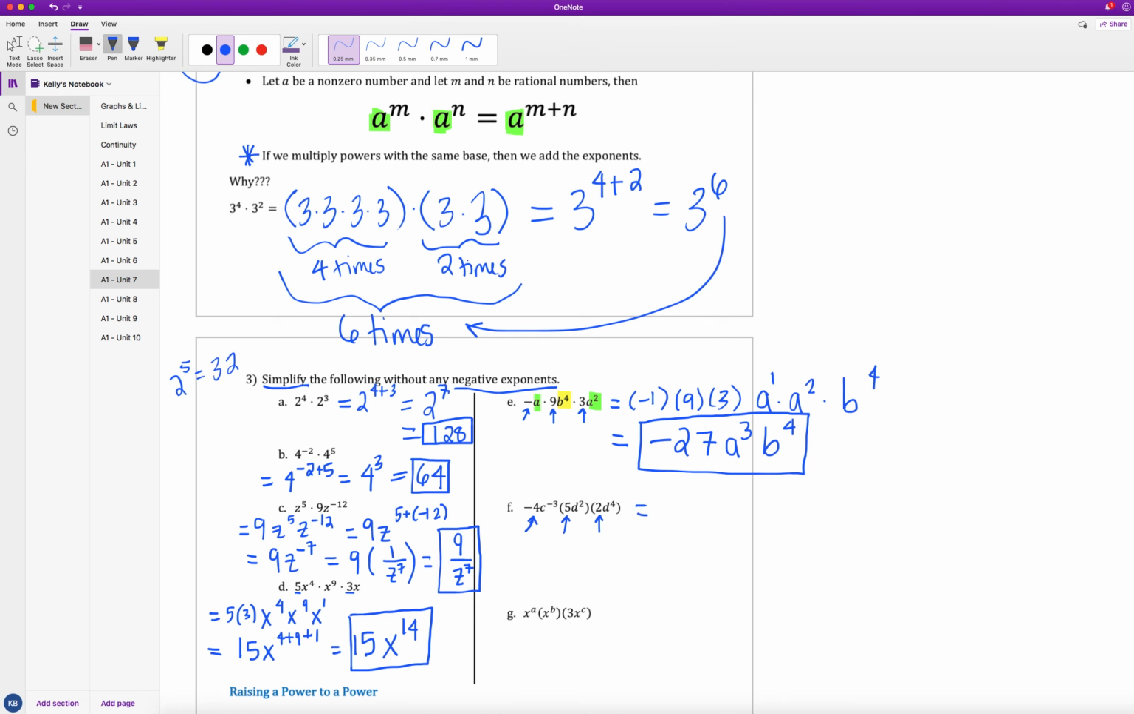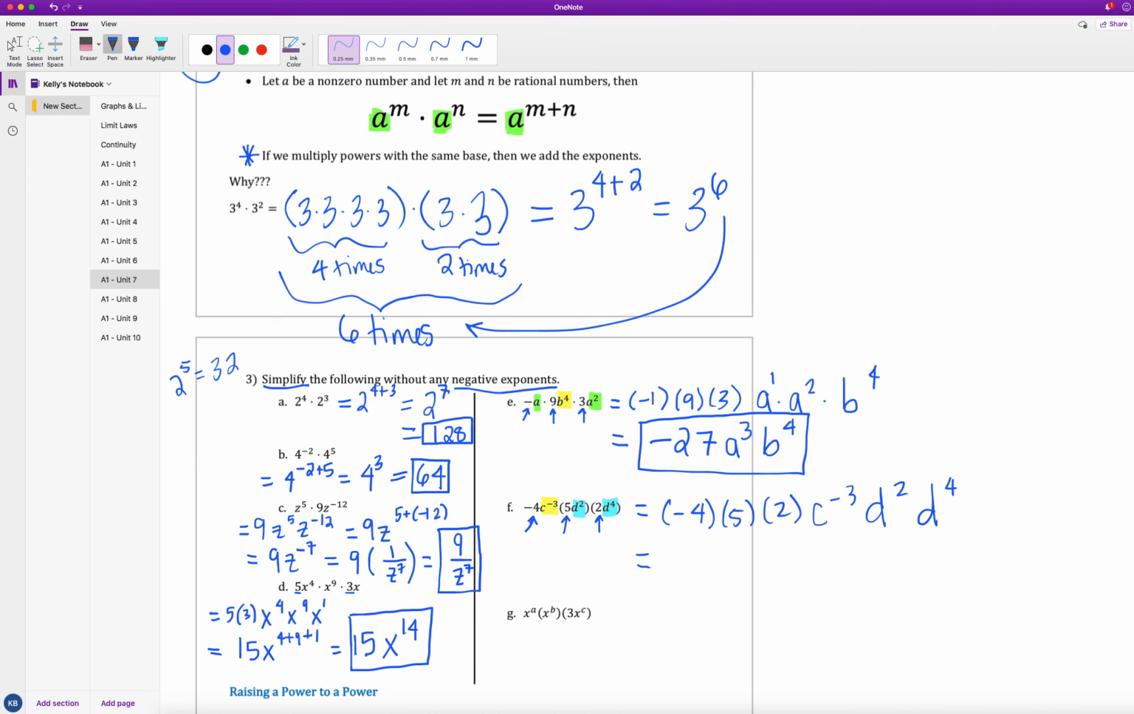If I put all those coefficients in front together, I have negative 4 times 5 times 2. Now let's look at what I have. I have a c to the negative 3rd, and then I have a d to the 2nd, so that's a different variable, so I'm going to use a different color to highlight it, and a d to the 4th. So in this case, I can't combine the c to the negative 3rd with anything, but the d to the 2nd and the d to the 4th will be able to get combined together.